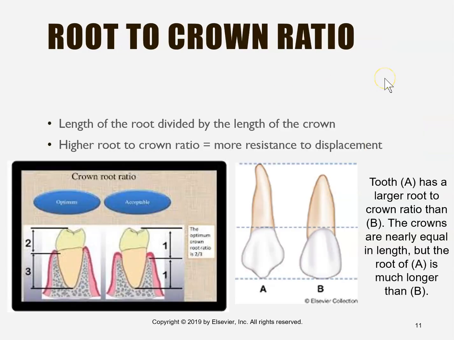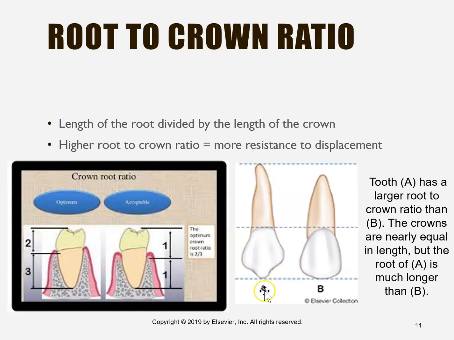Root to crown ratio is an important concept. So the higher the root to crown ratio, the more resistance to displacement. And let's look at what this actually means. When you look at this picture, do you see how this one has a longer root compared to tooth B, which has a shorter root? The longer the root, the better. Okay, we like long roots.